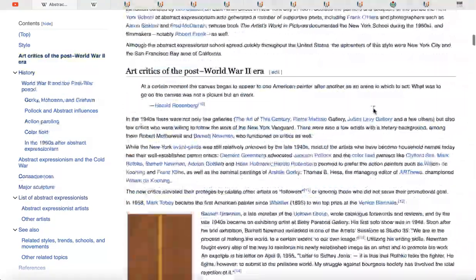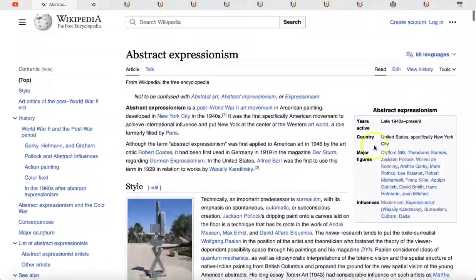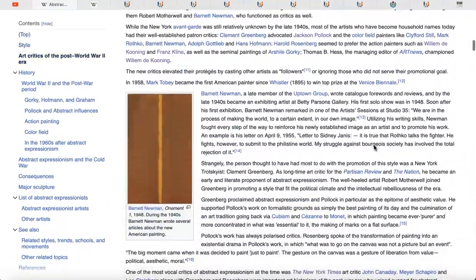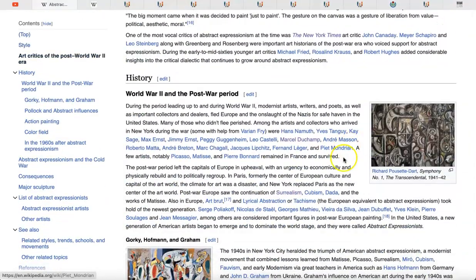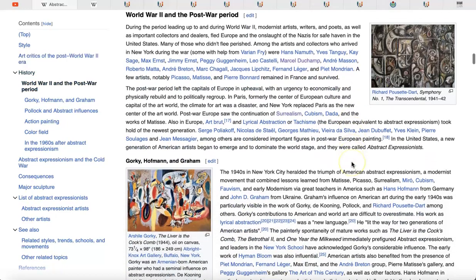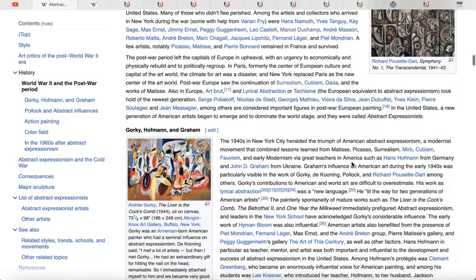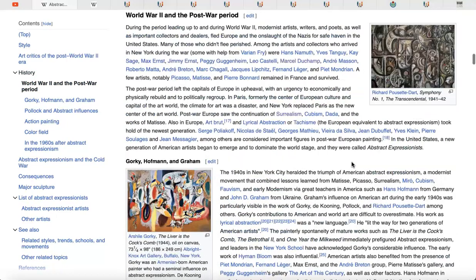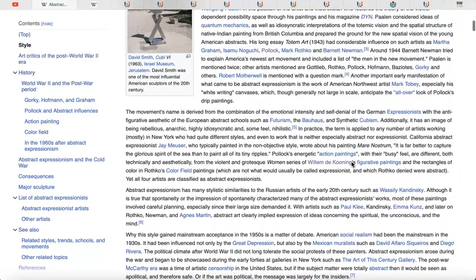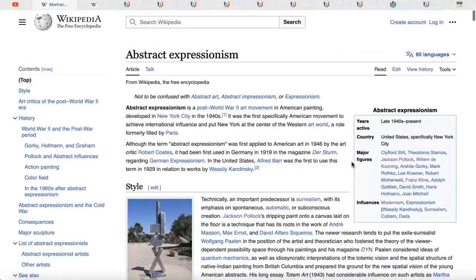Abstract expressionism, or at least a lot of works made under that sort of umbrella or category of that term, can definitely be referred to as non-objective art, which means that whatever it is you're looking at, you cannot pick out an object in there and recognize it and name it.